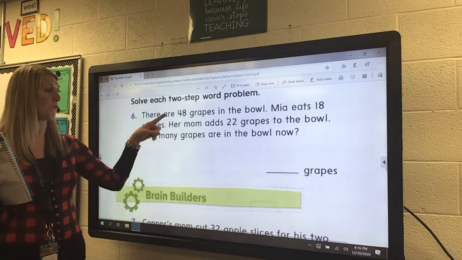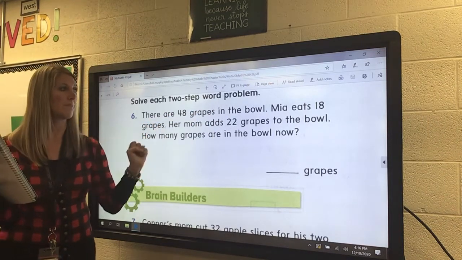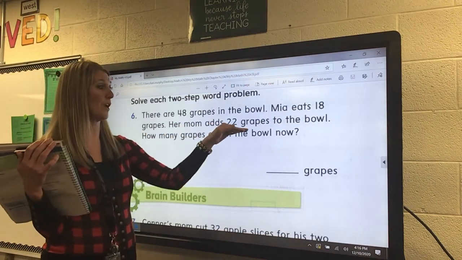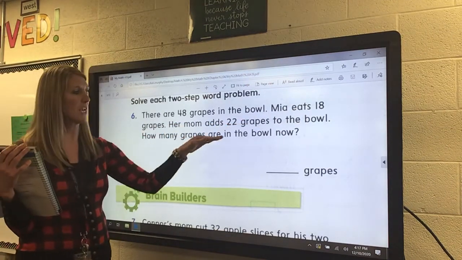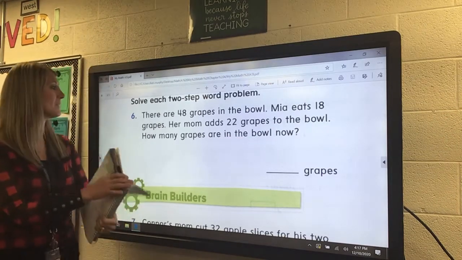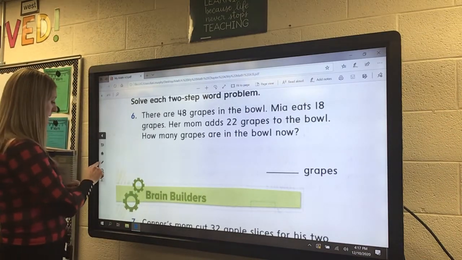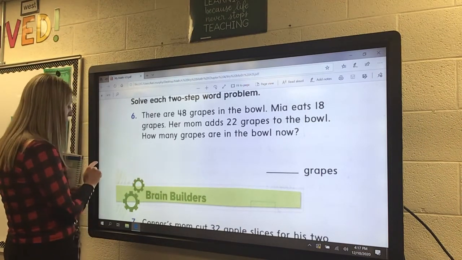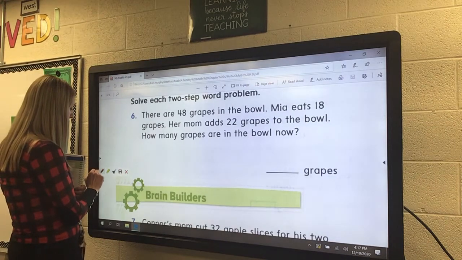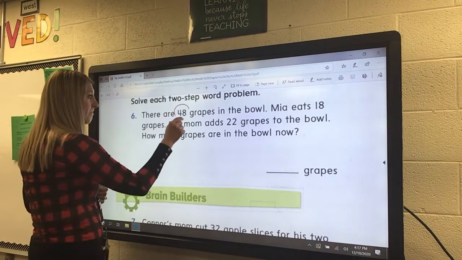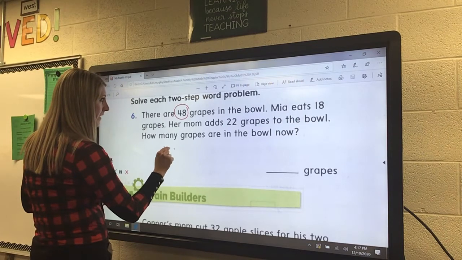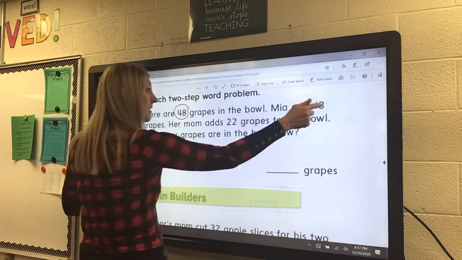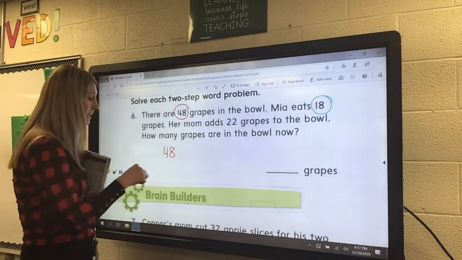So it says there are 48 grapes in the bowl. Maya eats 18 grapes. Her mom adds 22 grapes to the bowl. How many grapes are in the bowl now? So I'm going to start with the 48 grapes. And I'm going to write it tiny down here. I'm going to see if you guys can do that too. We're going to start with 48 grapes. Maya eats 18 grapes. So she eats them, they're gone. We subtract.